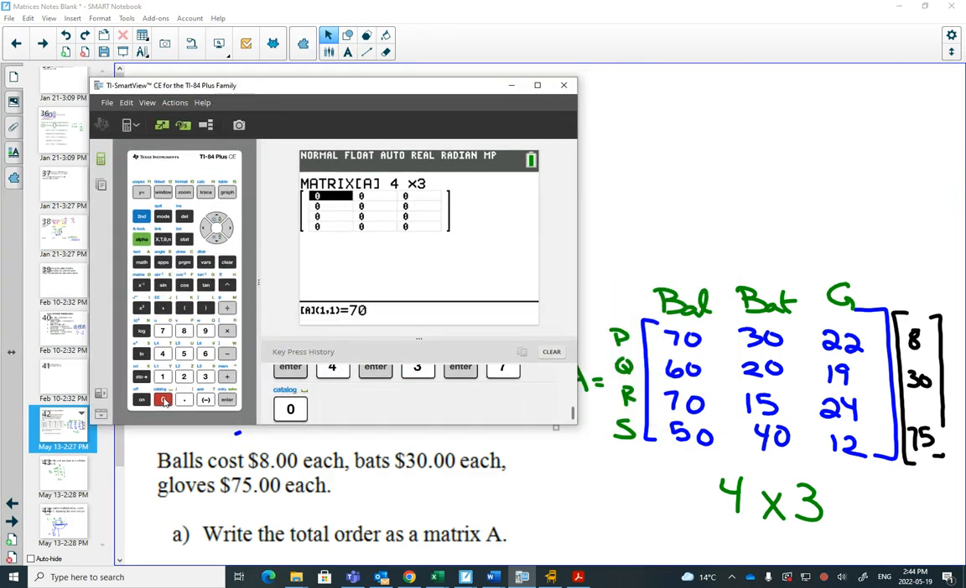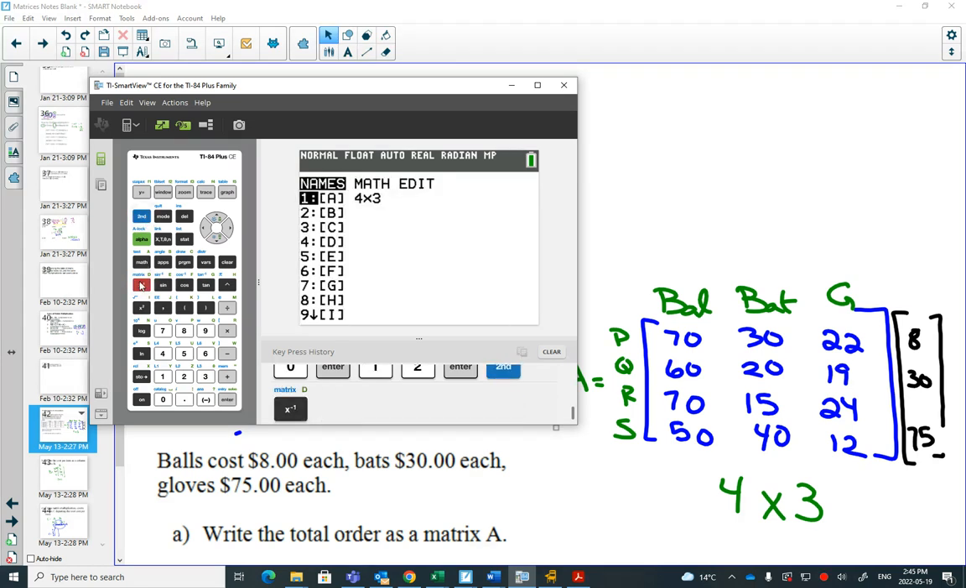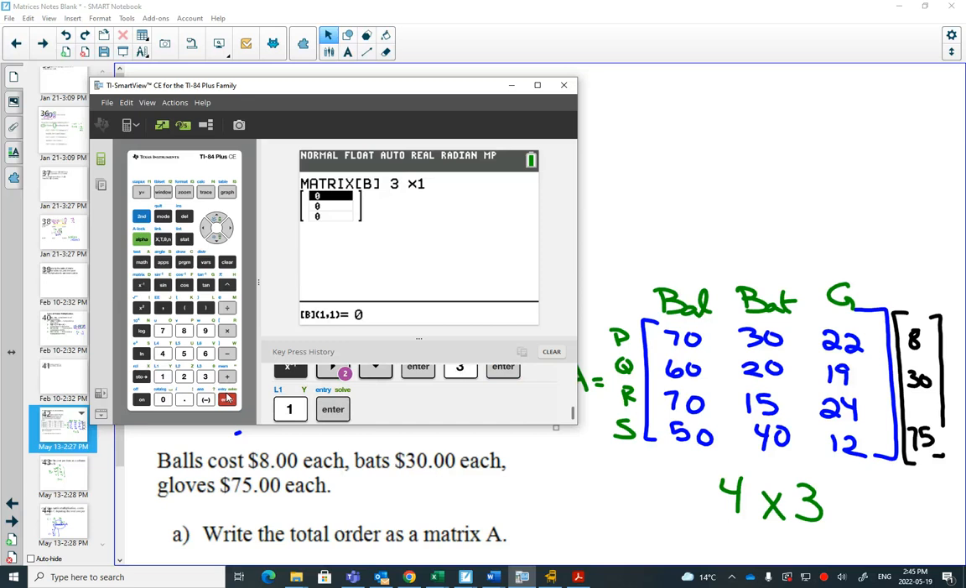And 70, enter. 30, enter. 22, enter. 60, enter. 20, enter. 19, enter. 70, enter. 15, enter. 24, enter. 50, 40, 12. So we've entered in our matrix A, and then I can go back to matrices, back to edit, and now matrix B. I can enter my 3 by 1, my 8, 30, 75.